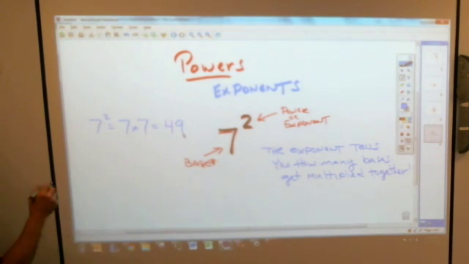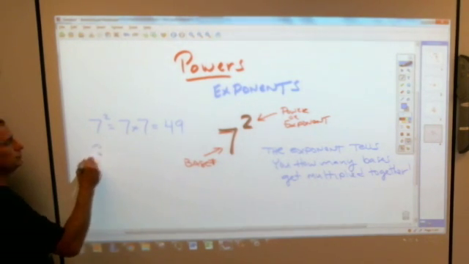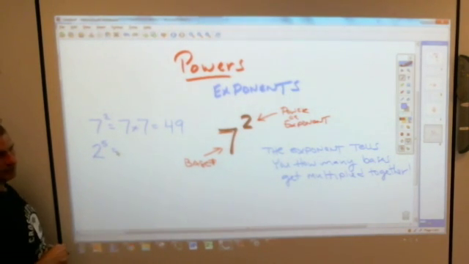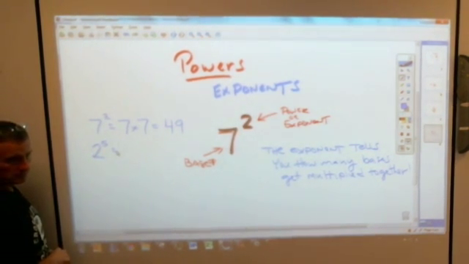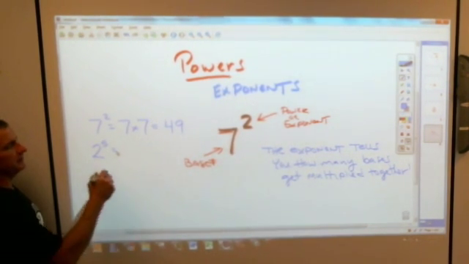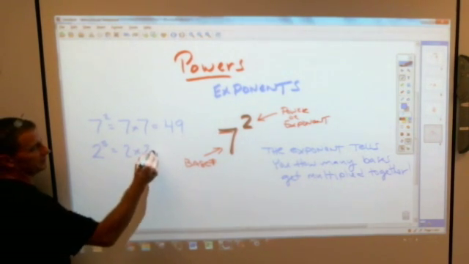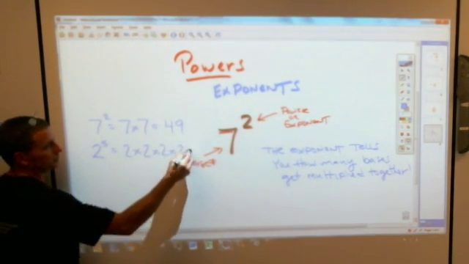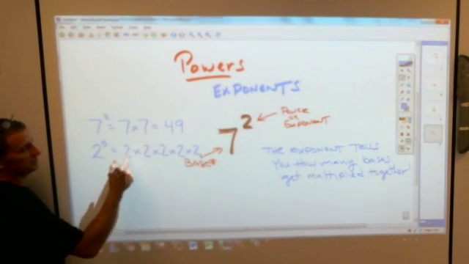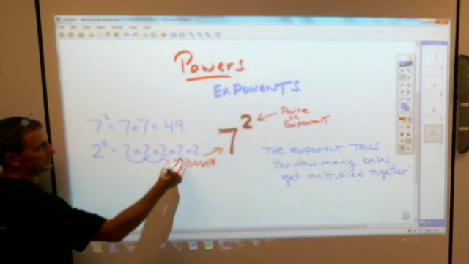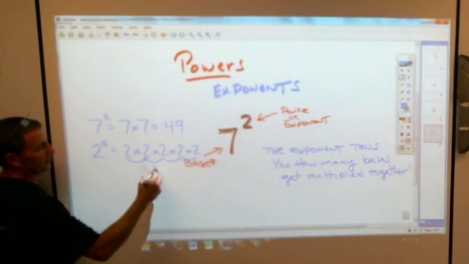If you have 2 to the 5th power, the answer to that is, please don't say 10, because that is not correct. It is 5 2s times themselves. 2 times 2 is 4, times 2 is 8, times 2 is 16, times 2 is 32.